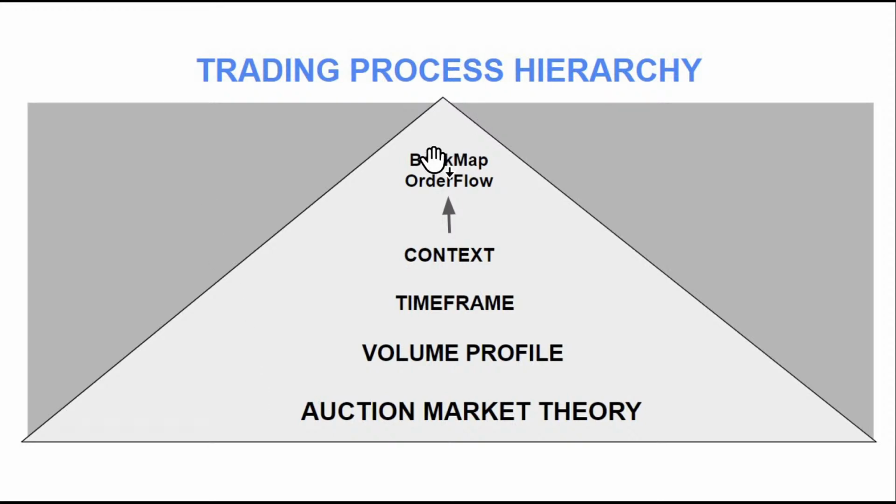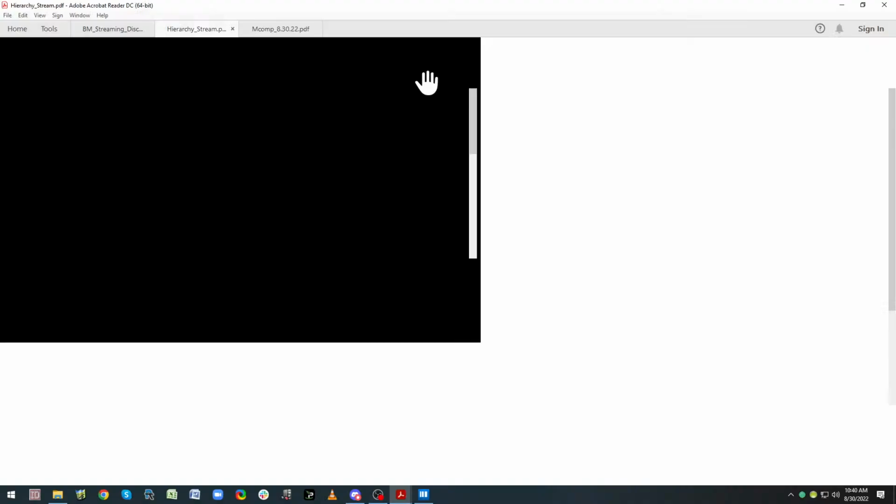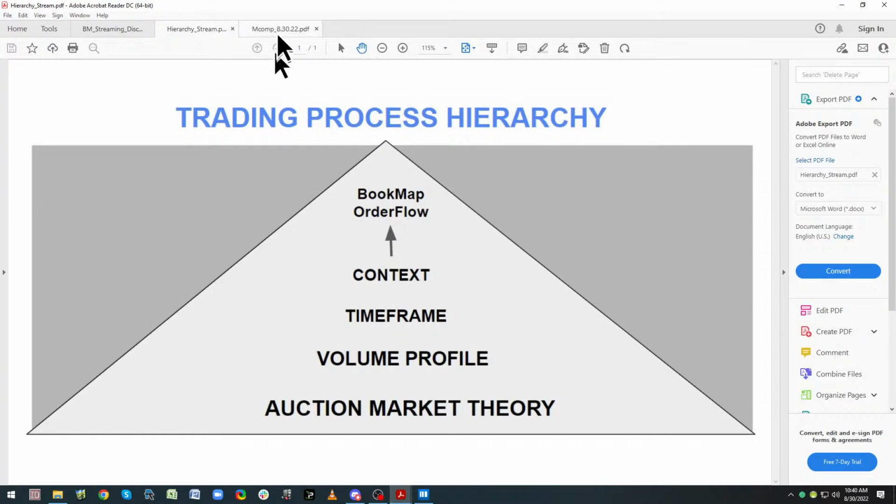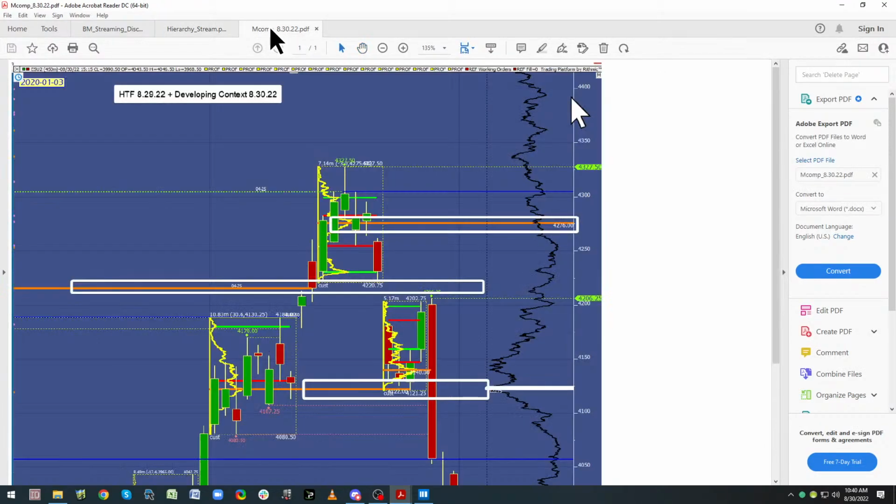Bookmap is the order flow tool that lets us see the activity of the book, where liquidity is added and pulled, algo behavior, higher time frame and lower time frame interactions, and microstructure. So I hope you find that useful. Now I want to show you the higher time frame, and this, I think, will give you a sense of auction market theory and how it works in a higher time frame.